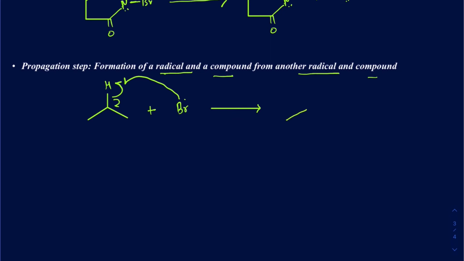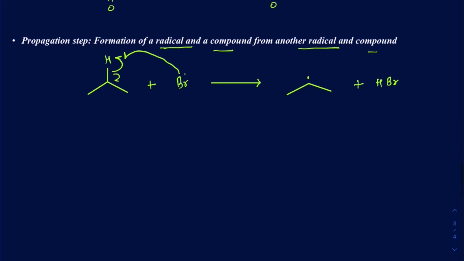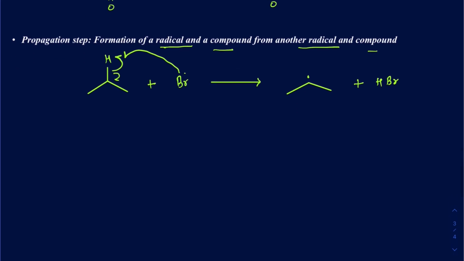And then you're going to make a radical, which is going to be the secondary radical now, and you're going to be making the compound as an HBr. So that's going to be your propagation step. You started with a compound and a radical, and you made a different compound and a different radical. So that's an important thing to be able to identify. Okay, so then the other type of propagation step you could possibly have.